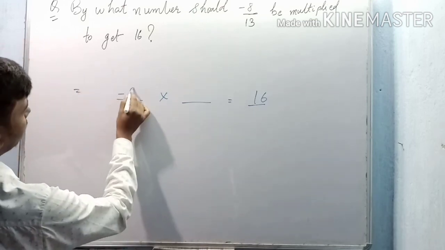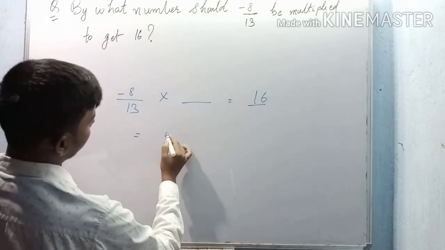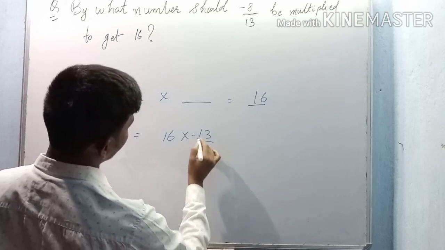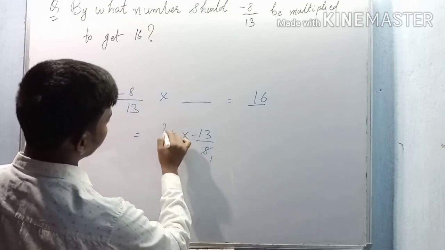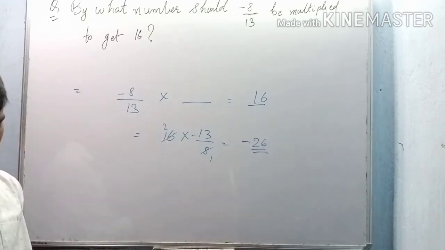So by what number should minus 8 by 13 be multiplied? We do not know the other number, we have to find it. So 16 into 13 by 8. We can write, 8 1 is 8, 8 2 is 16, 13 2 is 26. So minus 26 will be the answer. Simple. The question was very simple.